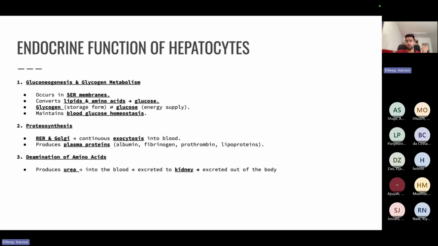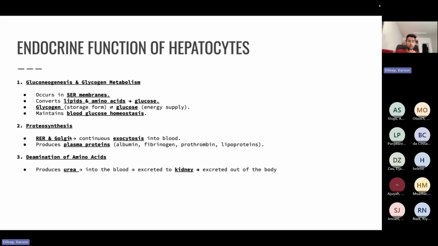So when we talk about gluconeogenesis and glycogen metabolism in detail, as I said, it occurs in the smooth endoplasmic reticulum membrane, and it converts lipids and amino acids into glucose. I'm sure you guys know glycogen is the storage form of glucose, and whenever we need the energy, the glycogen is converted into glucose and supplies the energy.